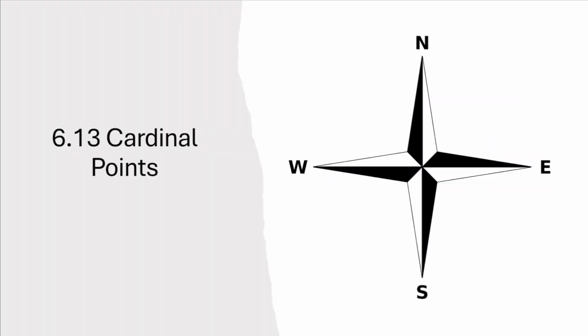Okay, let's talk about cardinal points. There are 4 cardinal points, and these are just the normal points on a compass: north, east, south, and west. You don't really need to know too much about them. You need to know the bearing of them, so north is 0, east is 90, south is 180, and west is 270. But you can probably work that out yourself, to be honest.